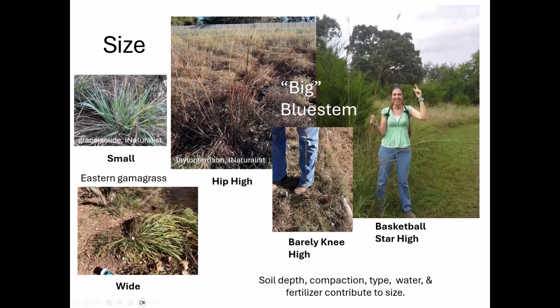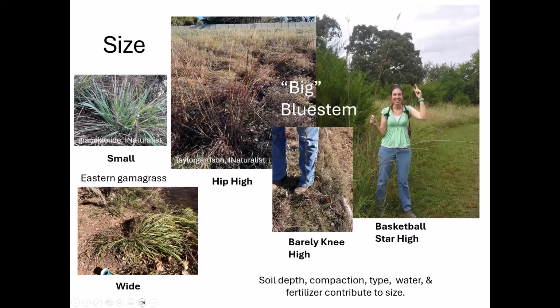Now, here's our friend, Eastern Gama grass again, and this too was taken at the Fredericksburg Nature Center over at Lady Bird Park. Eastern Gama grass tends to grow more wide rather than up. And this is a good example of it. I mean, it's kind of spreading out with those really long leaf blades and such.